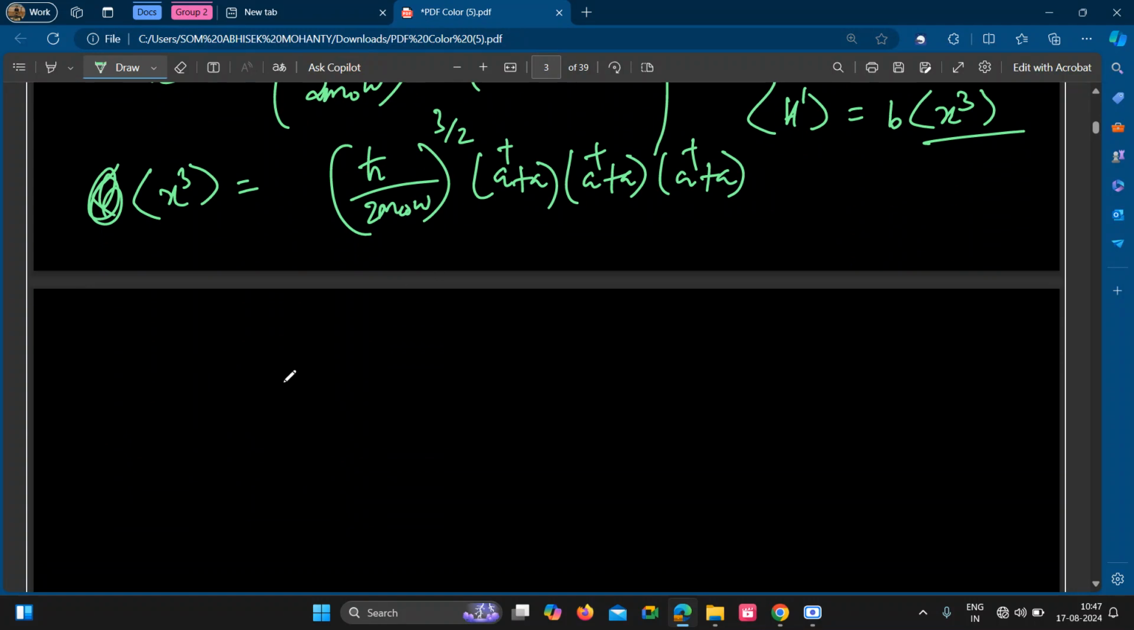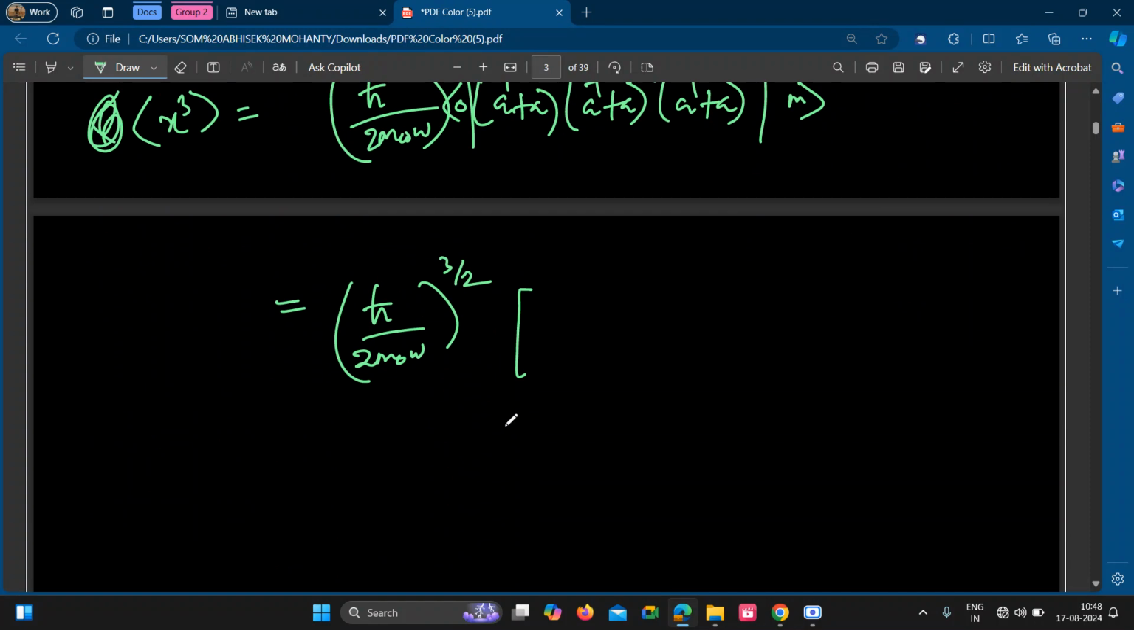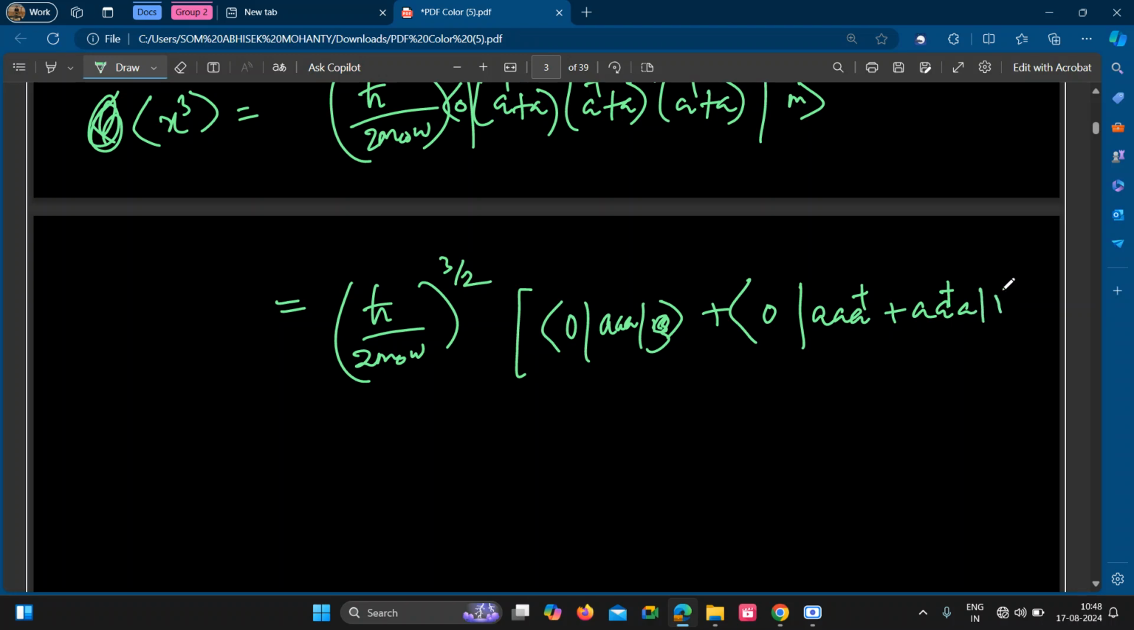Otherwise, let me do it first. This one, (h cut by 2 m naught omega) to the power 3 by 2. I am doing the numerator here. Now see, we will get only terms like this, 3 plus 0. You have to solve it extensively to get these terms. The other contributions actually go away, that's why I'm writing only these terms.